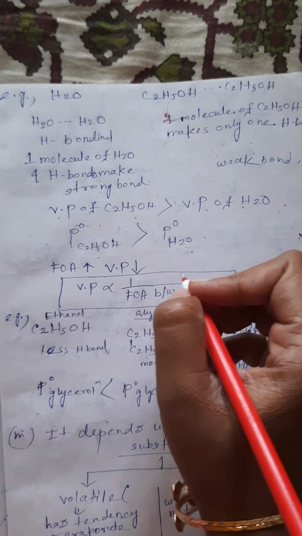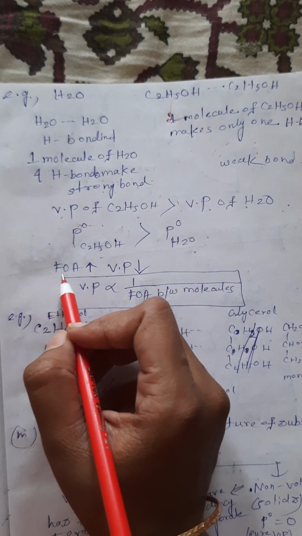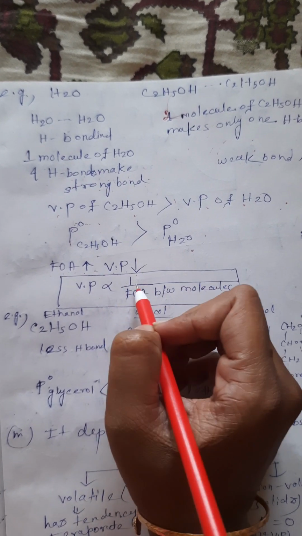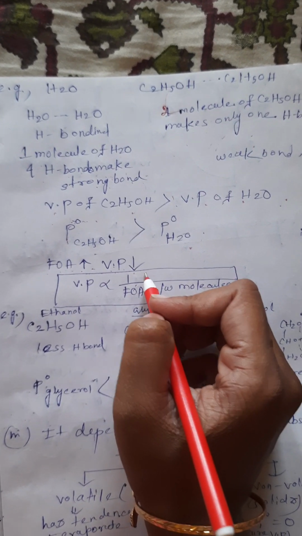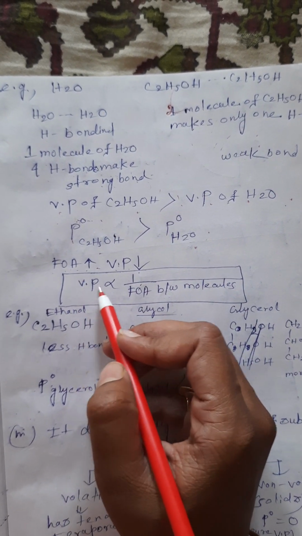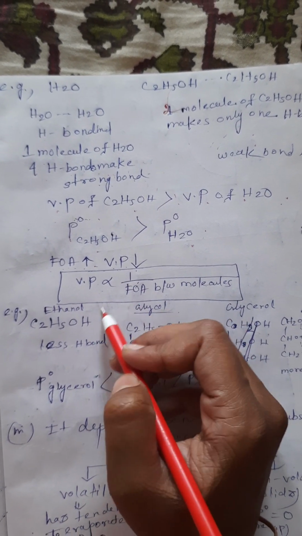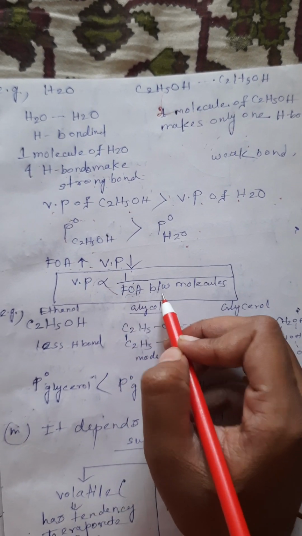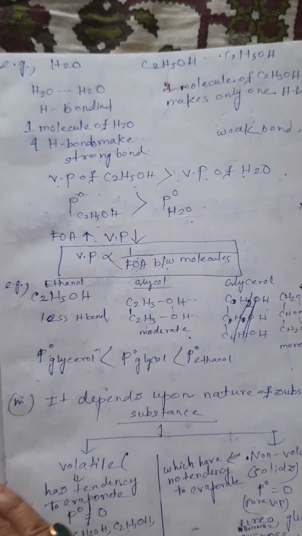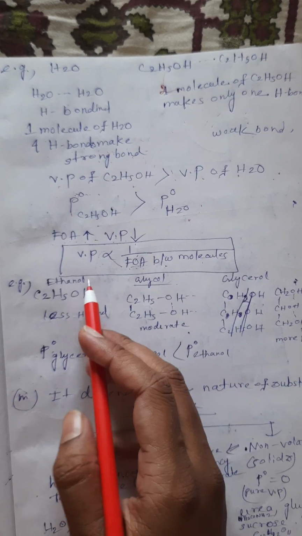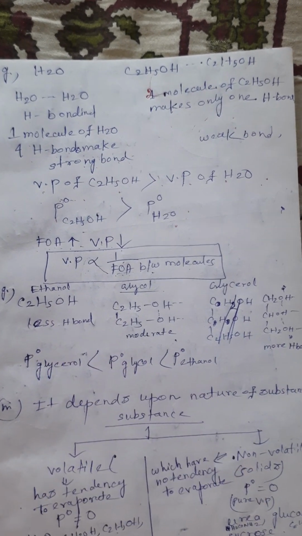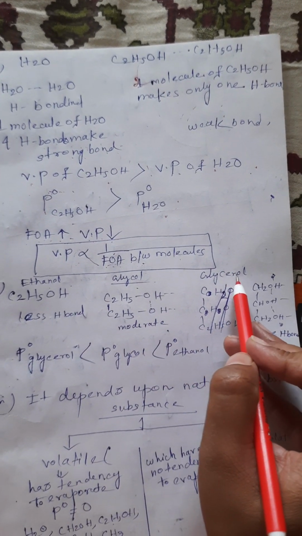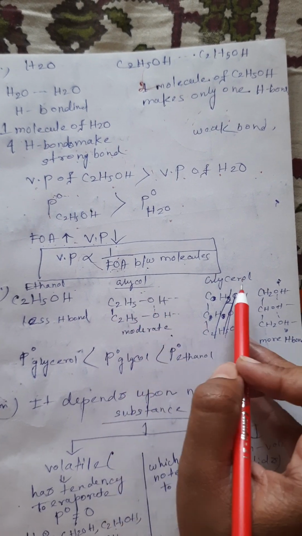That means we can say that if the force of attraction increases, then the vapor pressure of the solution decreases. Is this clear? The vapor pressure of any solution is inversely proportional to the force of attraction between molecules. Now here is a question: arrange the order of the vapor pressure of ethanol, glycol and glycerol.